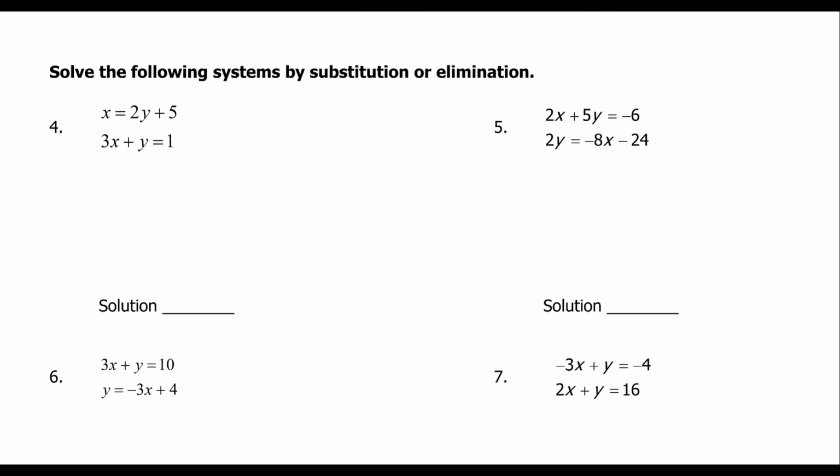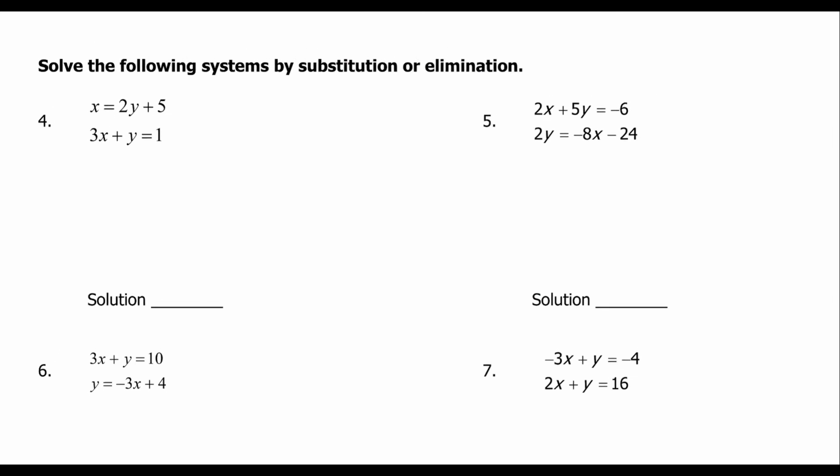Okay, this section tells us that we need to solve the following systems by substitution or elimination. What we have to do is actually pick between substitution or elimination. For substitution, we're going to look for y equals blah, or x equals blah. That is just an indicator that, hey, I should probably use substitution for this.